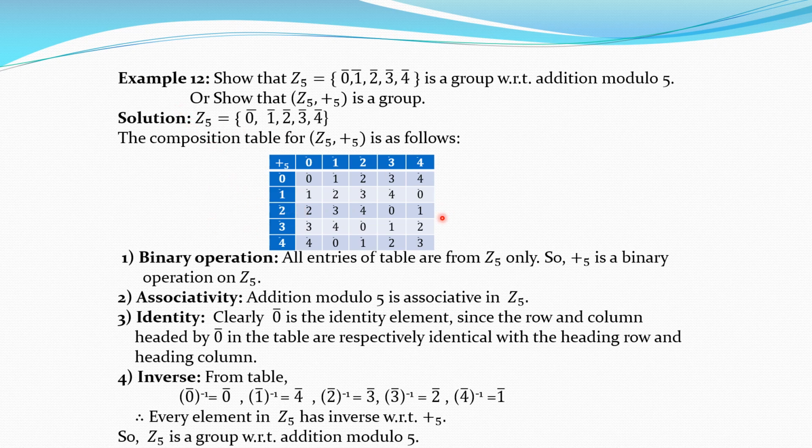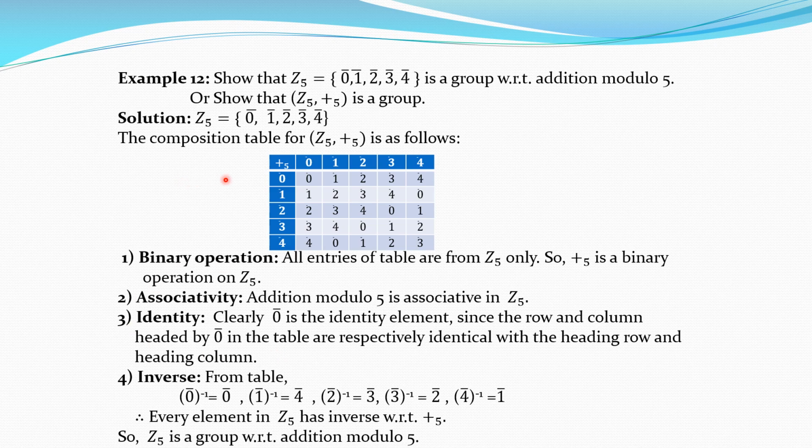So addition modulo 5 is a binary operation on Z5. Now addition modulo 5 is associative in Z5. Now observe this heading row matches exactly with this row. So the corresponding heading column element is 0 bar. Similarly, this column matches with this column. The corresponding heading row element is 0 bar. So 0 bar is the identity element.